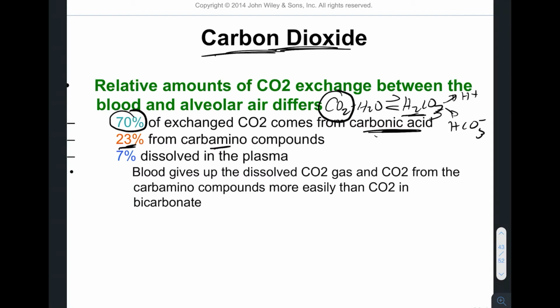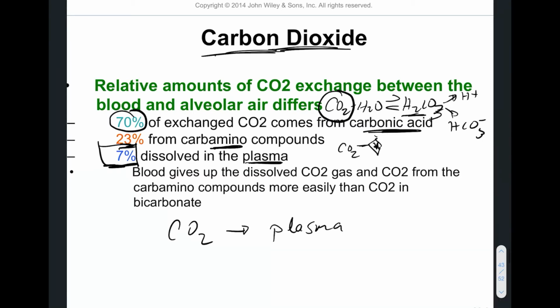23% is from carbamino compounds, amino for amino acids. So we're talking about CO2 binding to proteins, specifically the most important one being hemoglobin, which takes the CO2 and binds it. So hemoglobin, famous for carrying oxygen, also carries carbon dioxide. 7% of the carbon dioxide stays as a gas dissolved inside the plasma. So 7% of it just goes into the plasma and stays as a gas.